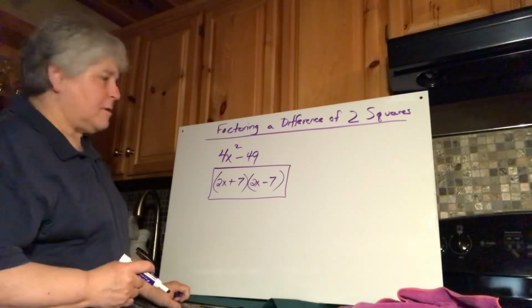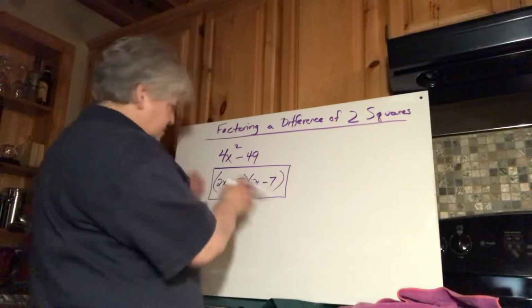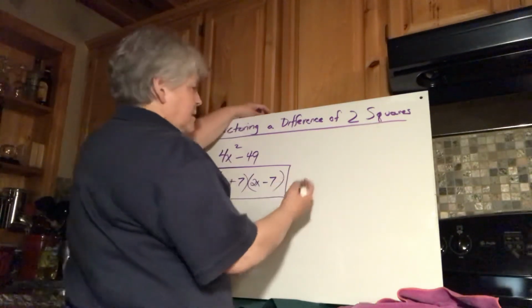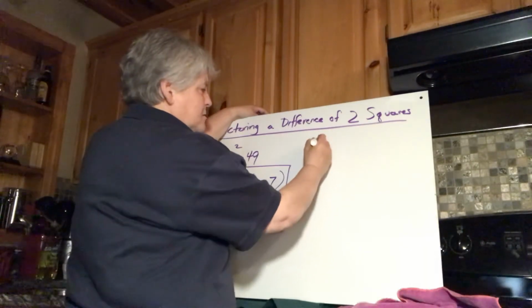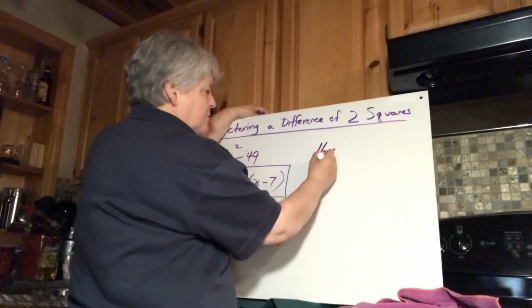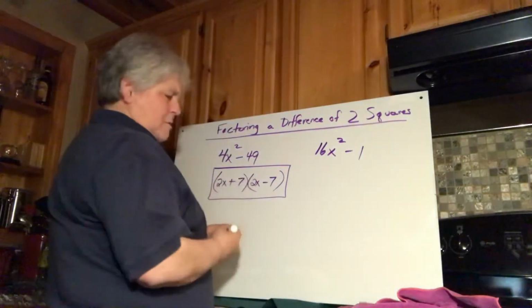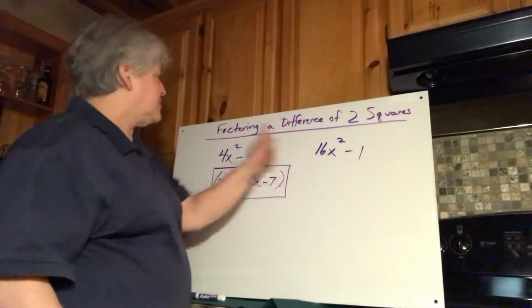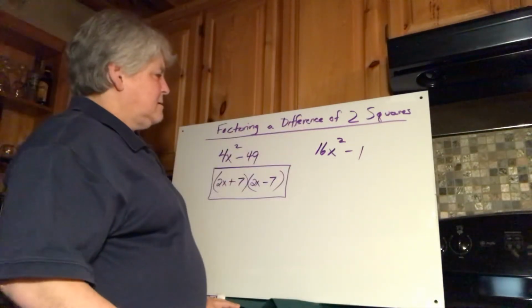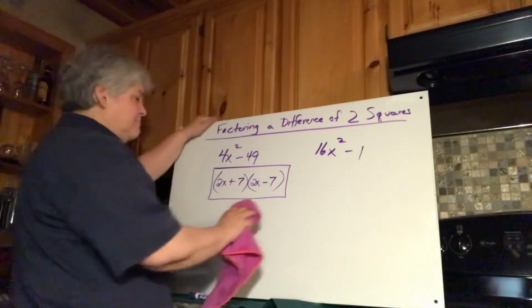Let me give you a couple more. I'll give you one to try on your own right now while I'm busy erasing the other side of the board. Try something like 16x squared minus 1. So go through your pre-flight checklist, see if that meets this description, and see if you can factor it as a difference of two squares.